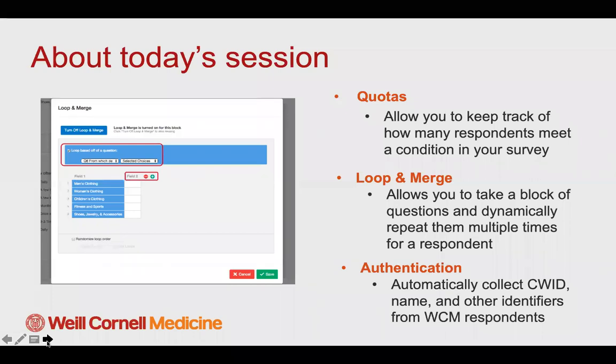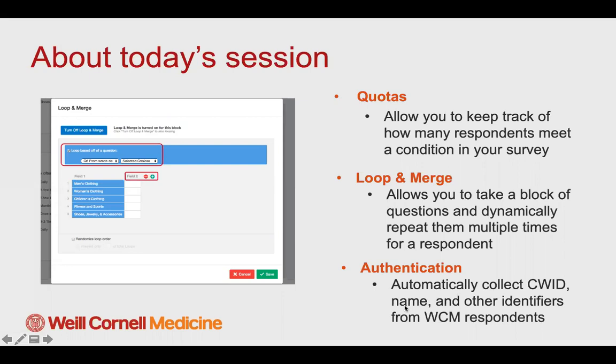Quotas are something that allows you to keep track of how many people or respondents are meeting a particular condition that you set in your survey. And then we also have loop and merge. Loop and merge is very useful if there are particular parts of your survey that you'd like to repeat, depending on how a respondent answered further up at the beginning of your survey. And I'll demonstrate what that is if I'm not explaining it that great.